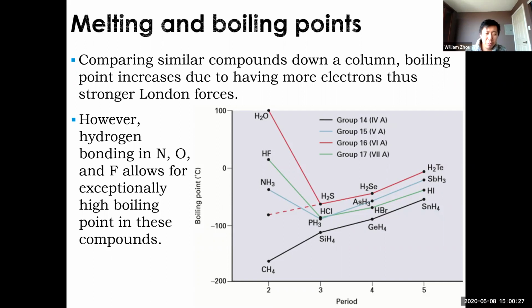Now, does anyone want to explain why? I might ask you to explain why you see a pattern like this on your test. Okay, does anyone want to take a crack at this? Why do you observe that pattern for group 14? Anyone?